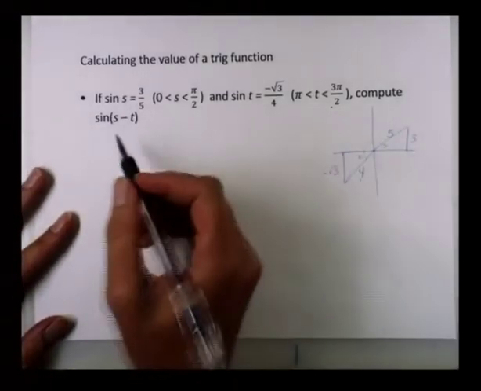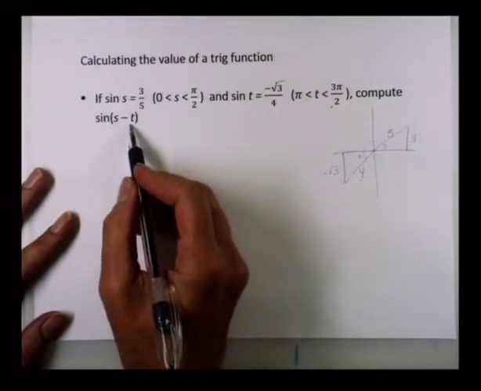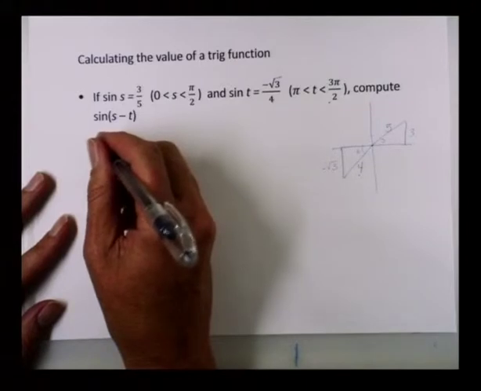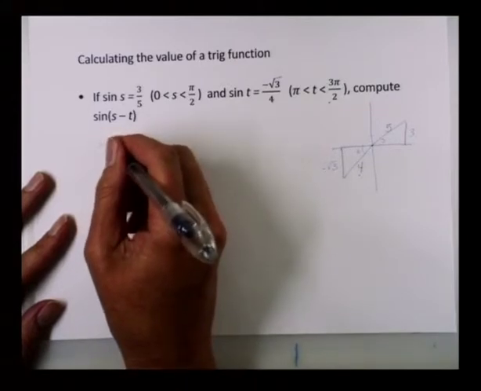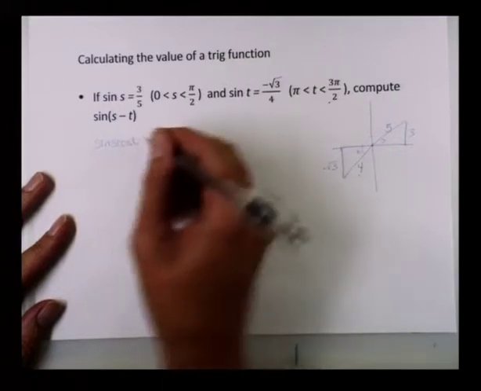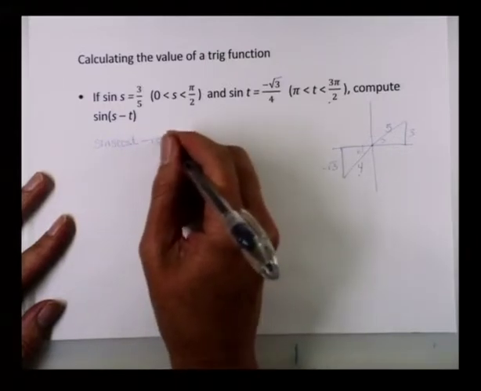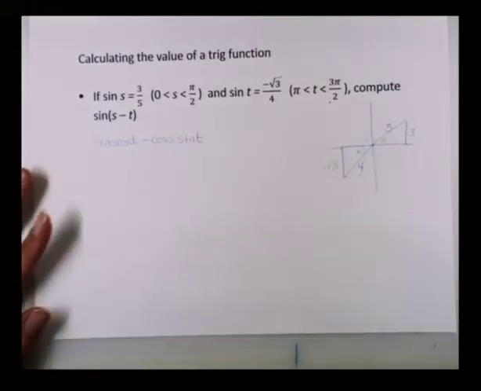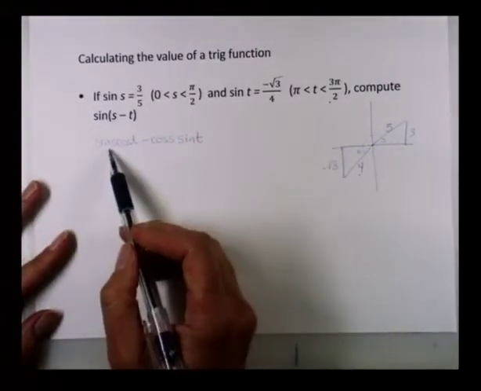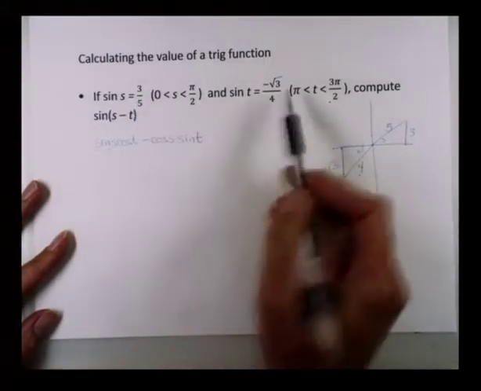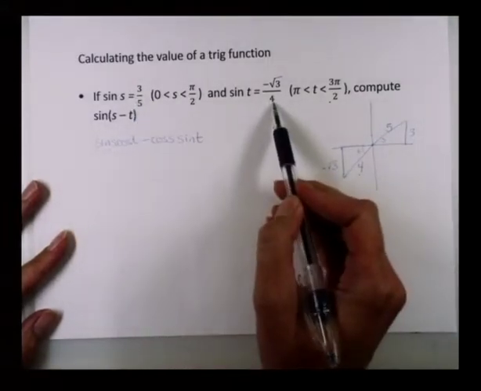So they want me to find the sine of S minus T. Let's go ahead and expand that out using our addition formula. So I'm going to have the sine of s cosine of t minus the cosine of s, the sine of t. Now when I look at this, I know the sine of s is 3/5, and I know the sine of t is negative radical 3 over 4.